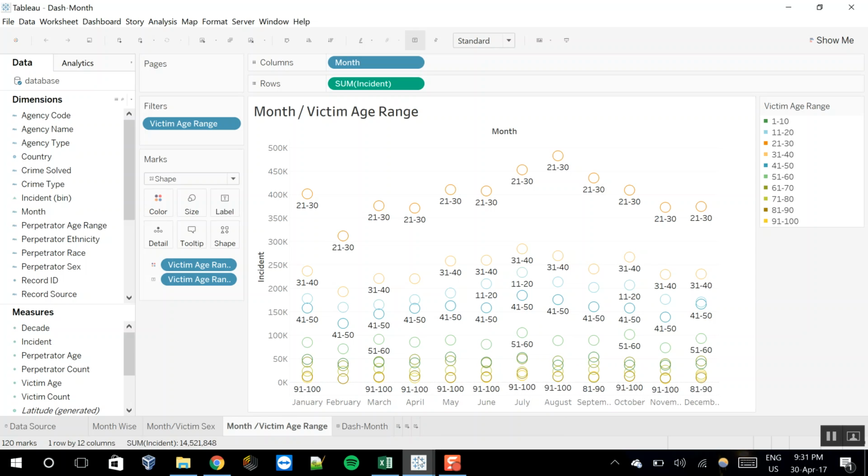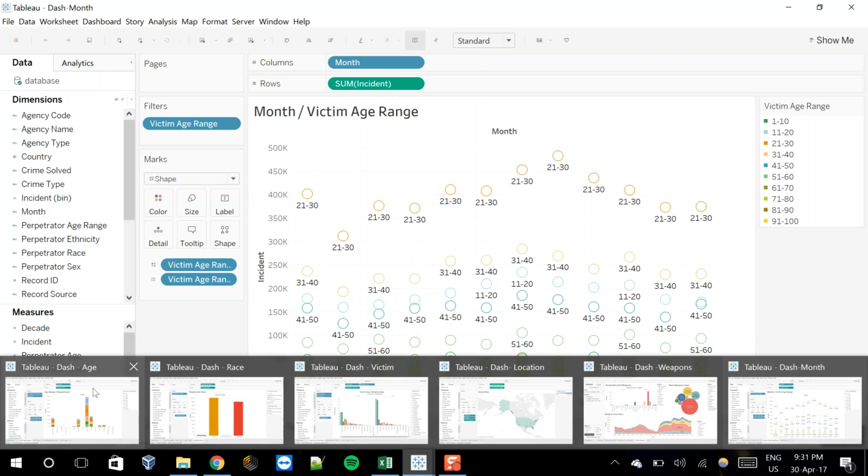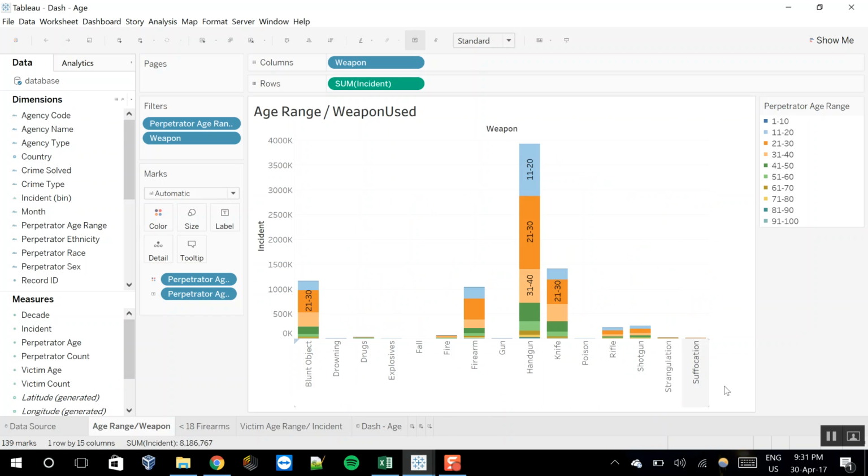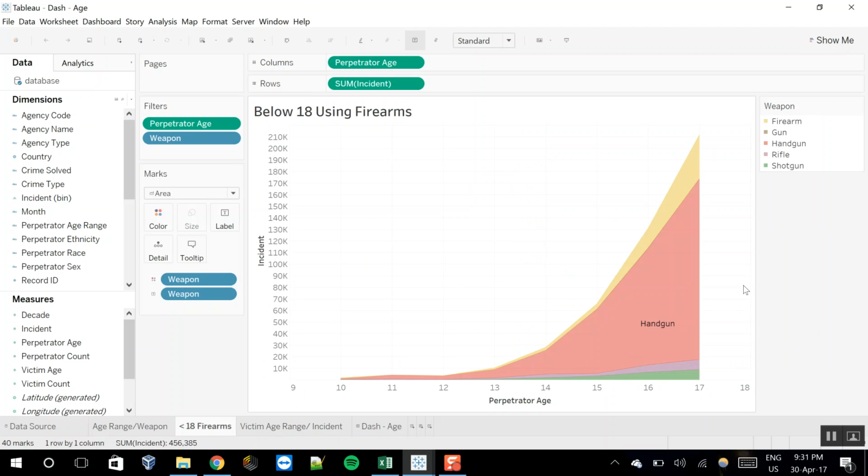So I'll move to my next case study, which is about age. Here we can see which age group used which weapon. Here handgun had its maximum usage, and the second one was the age range from 11 to 20, and that's alarming. So we have done a further investigation to find out whether people below 18 are using firearms. Here we can see that yes, people below 18 are using firearms, which is illegal because the legal age in the United States is a minimum of 18 years.